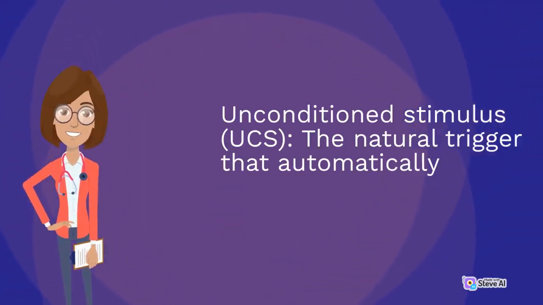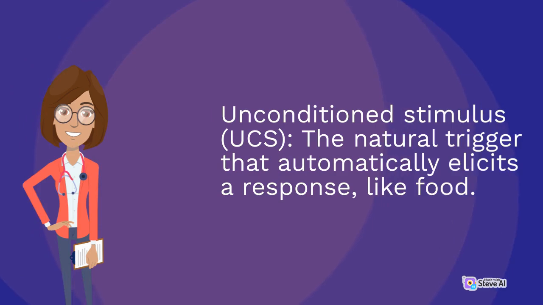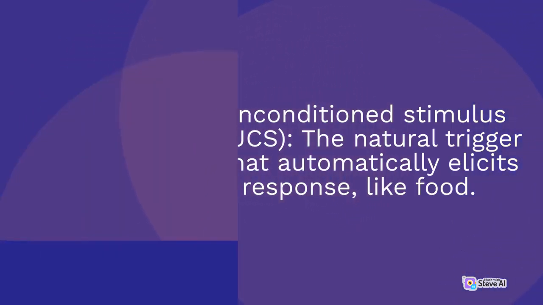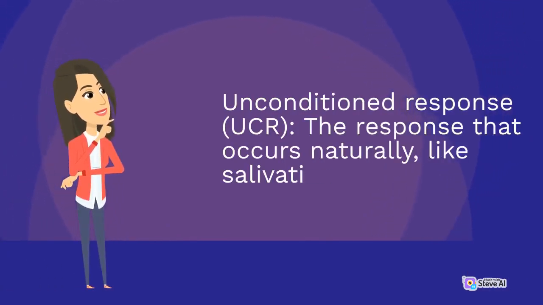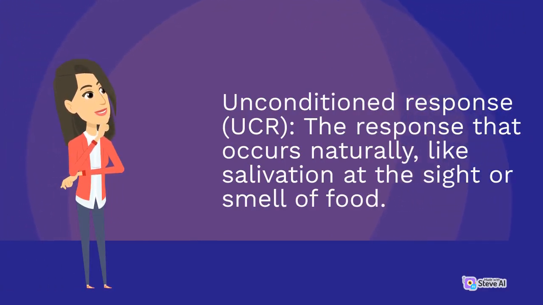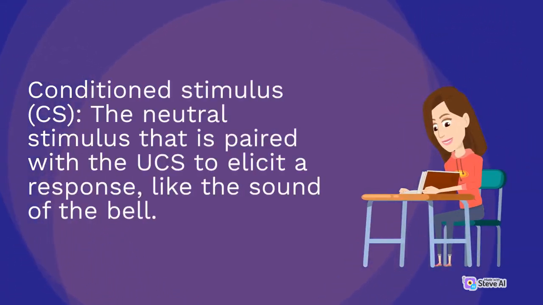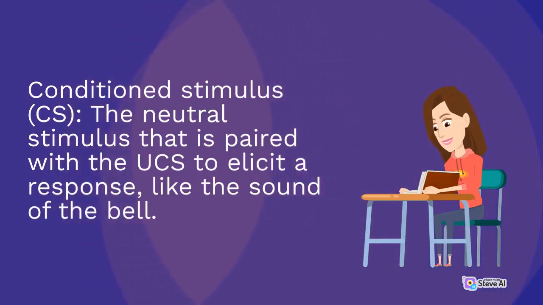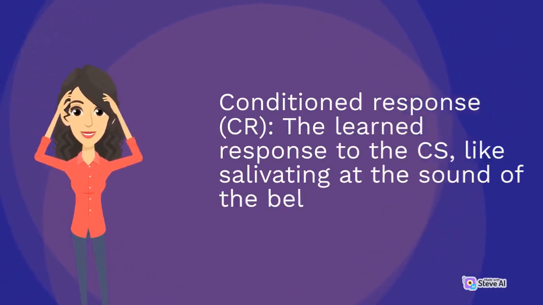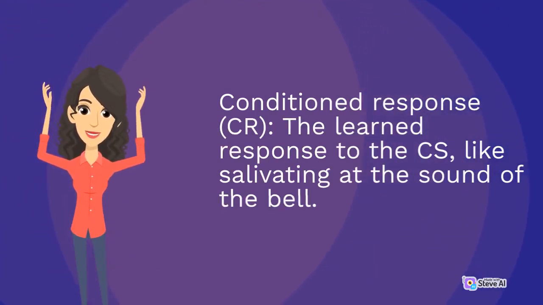Unconditioned stimulus, UCS, the natural trigger that automatically elicits a response, like food. Unconditioned response, UCR, the response that occurs naturally, like salivation at the sight or smell of food. Conditioned stimulus, CS, the neutral stimulus that is paired with the UCS to elicit a response, like the sound of the bell. Conditioned response, CR, the learned response to the CS, like salivating at the sound of the bell.